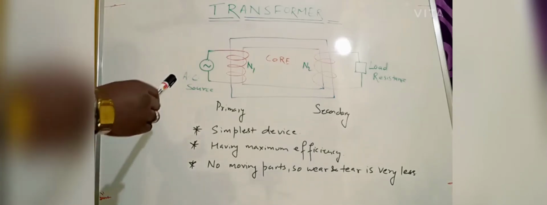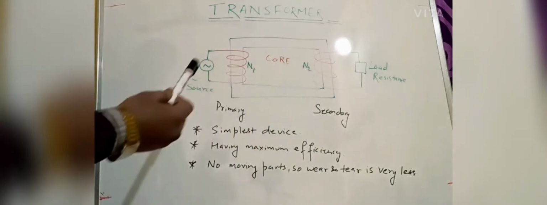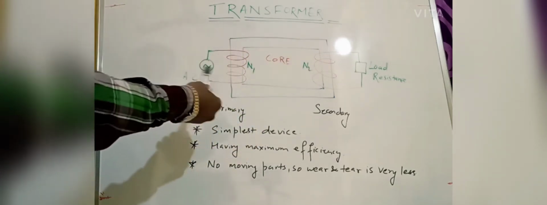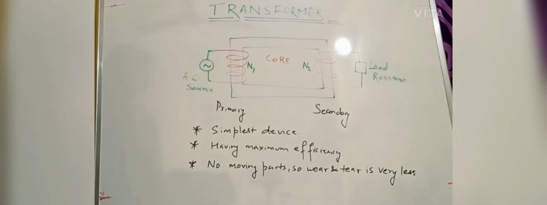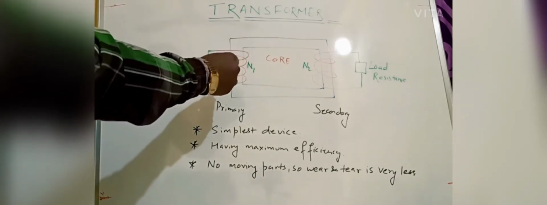Now N1 and N2 are the number of turns in the primary and secondary. Turns means the turns wound on this core, and these turns are made of insulated copper wire. The number of turns of insulated copper wire in the primary is denoted by N1 and in the secondary by N2.